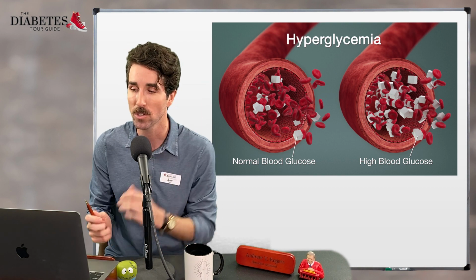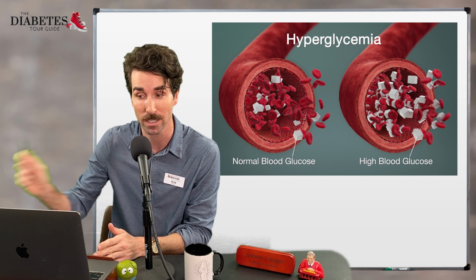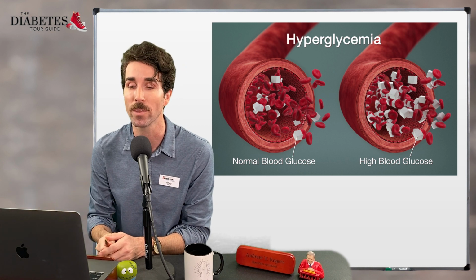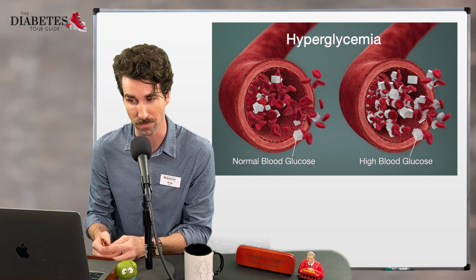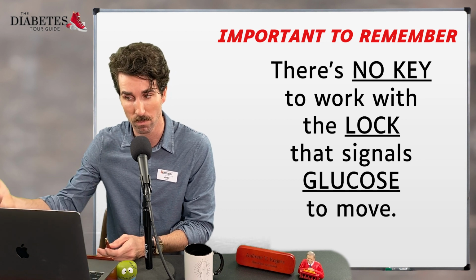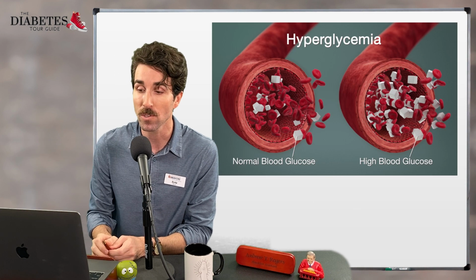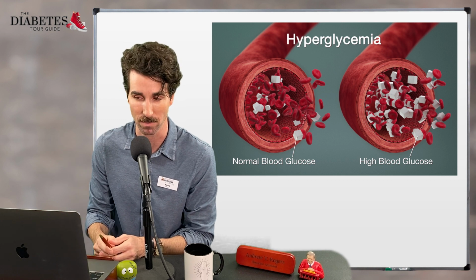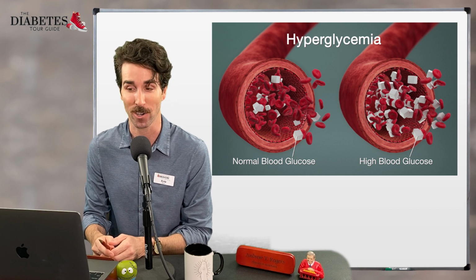So, glucose on top of glucose with no signaling pattern to leave the blood, to leave the artery, to get into the cell is what happens when there is insulin deficiency. So this is when there's not enough insulin. So there's no key to work with the lock that signals glucose to move. That's a simple concept, but very important. With this accumulation, we get a condition called hyperglycemia, which is in the diagram behind me. That will be covered in a different stop along our tour, which will have a lot to talk about then.